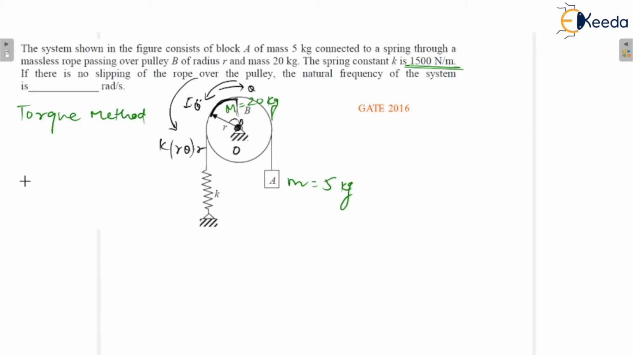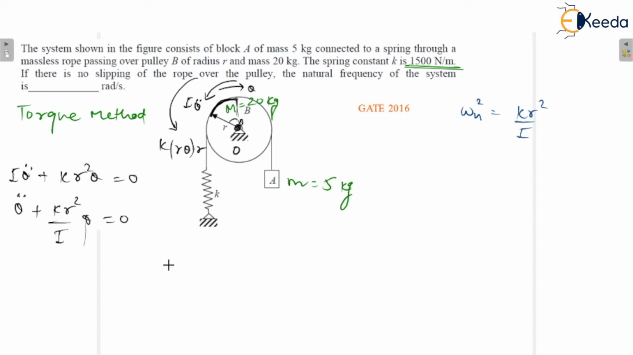So we just have to write down the equation: I theta double dot plus k r square theta equals 0. This is the equation of vibration. We rearrange it: theta double dot plus k r square upon I times theta is equal to 0. We know that this term represents omega n square, so omega n square becomes k r square upon I.